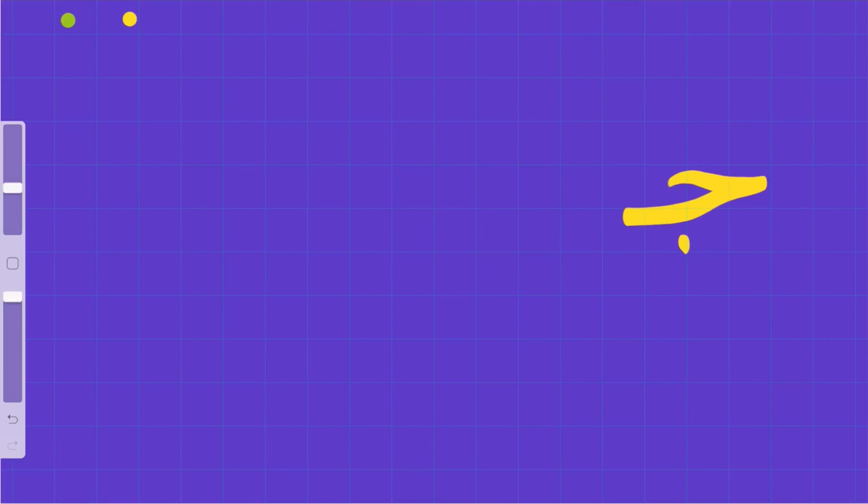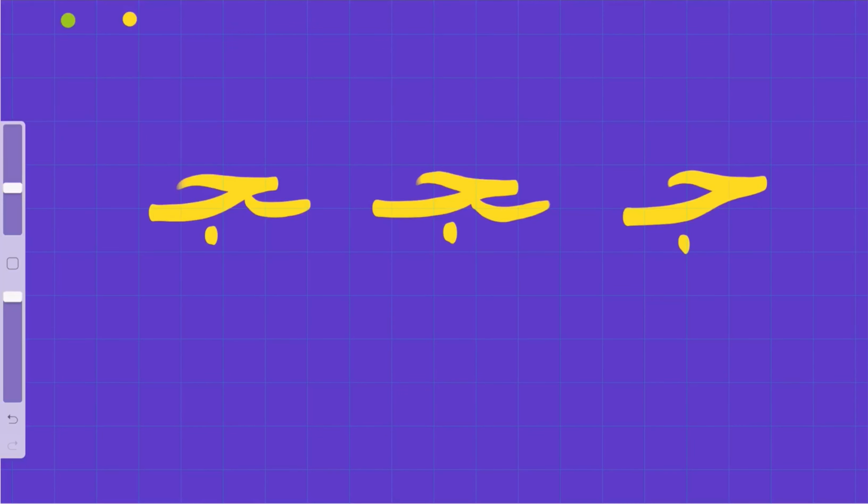This is if the letter is at the beginning of a word. Let's try again. Beginning of a word. How should it look like if it is connected to a letter before? This is how it looks like if it is connected to a letter before. This is connected to a letter before and a letter after.